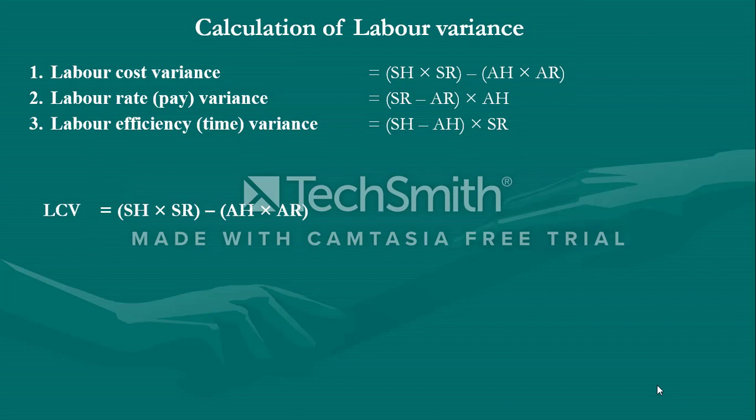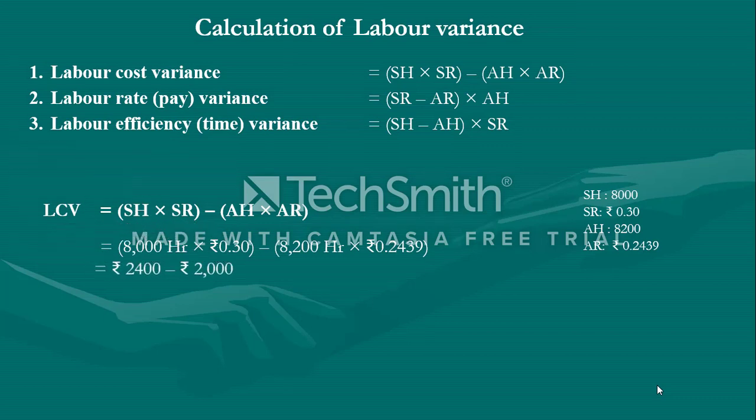What is given in the problem? The standard hours is 8000 and the standard rate is 0.30, minus actual hours is 8200 and actual rate is 0.2439. So apply the values to the formula: 8000 into 0.30 minus 8200 into 0.2439. 8000 into 0.30 gives 2400. 8200 into 0.2439 gives 2000 rupees. The difference is 400. 400 is a positive figure, so it is favorable.